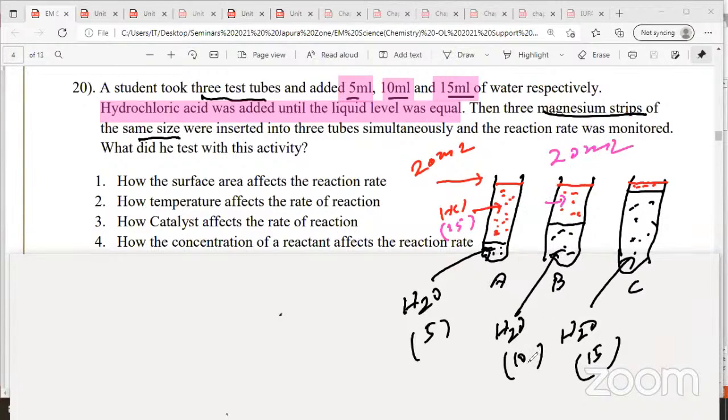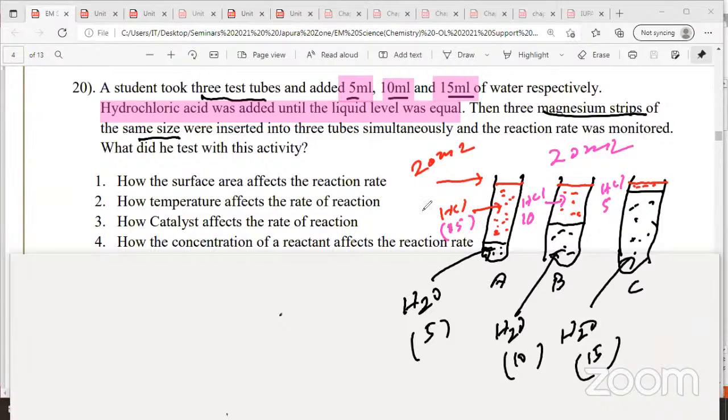Now already 10 ml water. How many ml HCl? 10. Last one you need only 5 ml HCl. Why? HCl only 5 because there is already 15 water. 15 plus 5 is 20. Here 10 plus 10 is 20. Here HCl 15.